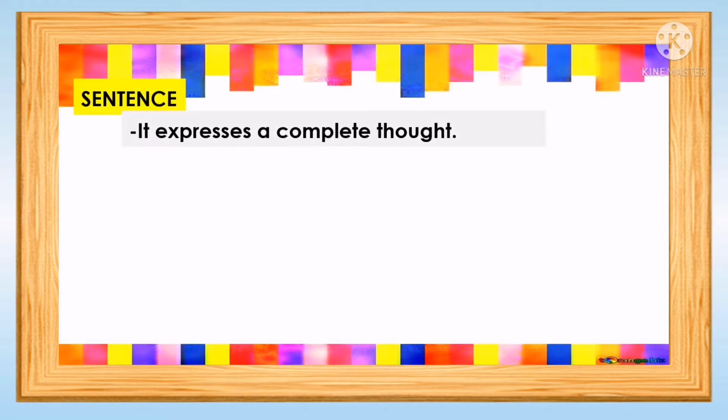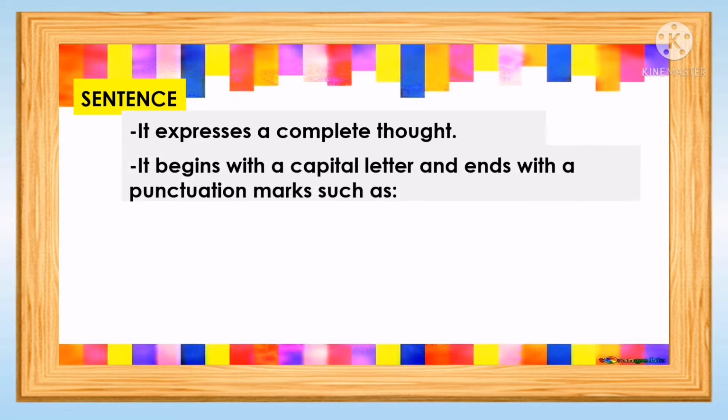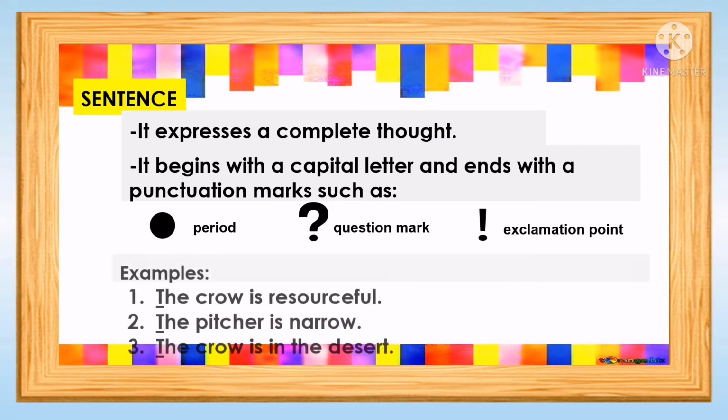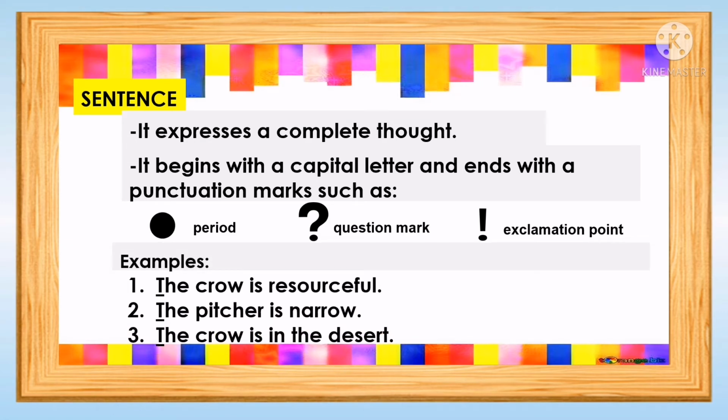Now let's have sentence. When we say sentence, it expresses a complete thought. Unlike phrase, it does not express a complete thought. Next, it begins with a capital letter and ends with punctuation marks such as period, question mark, and exclamation point. Now let's have the examples. Number 1, the crow is resourceful. Number 2, the picture is narrow. And number 3, the crow is in the desert.